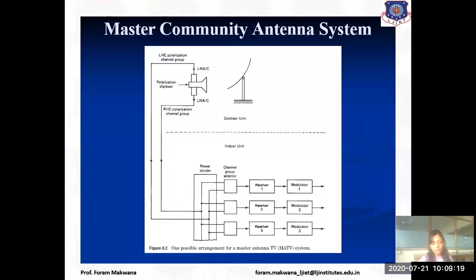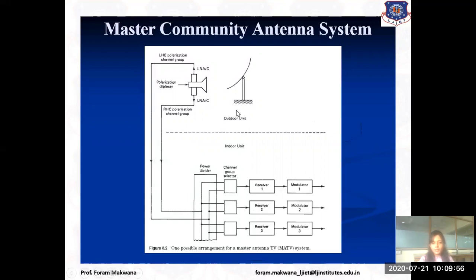First of all, we are focusing on the master antenna TV system. You can see from this diagram, over here outdoor unit and indoor unit are there, okay, as similar to the receive only home TV system. But the only difference is the indoor unit in receive only home TV system has only one receiver. But over here we are able to see that there are a number of receivers.